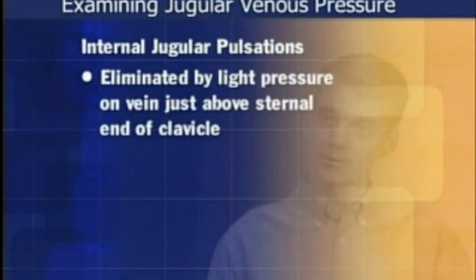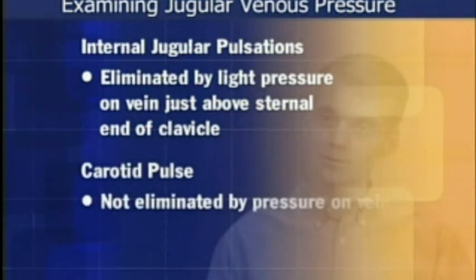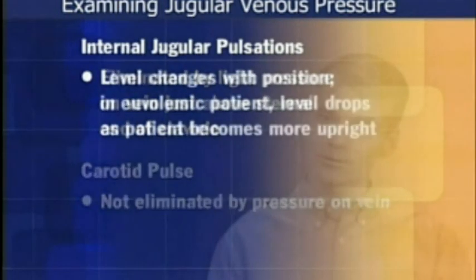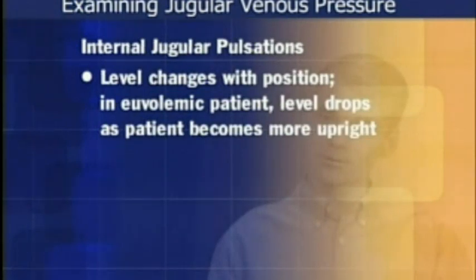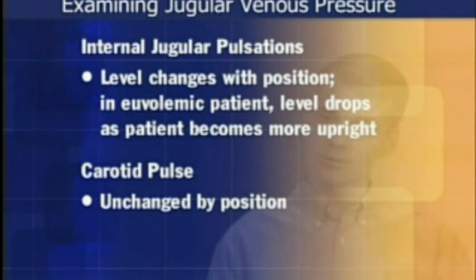Internal jugular pulsations are eliminated by light pressure on the vein just above the sternal end of the clavicle. The carotid pulse is not eliminated by the pressure. The level of internal jugular pulsations changes with position. In a euvolemic patient, the level in the neck drops as the patient becomes more upright, whereas the carotid pulse is unchanged by position.